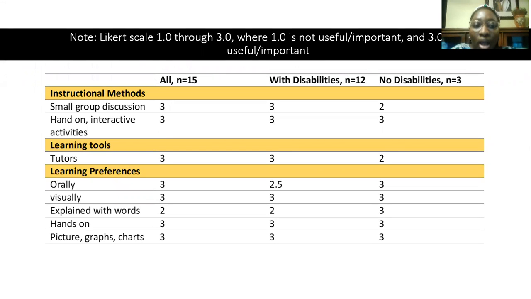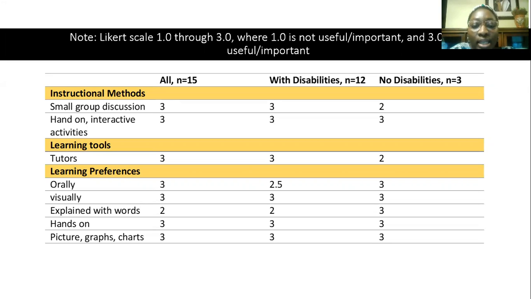Now here, it was done with a Likert scale. So from 1 through 3, where 1 is not useful or unimportant, and 3 is very useful and important. So here, the survey was given to the 15 students to know what they think about the instructional methods, learning tools, and learning preferences.